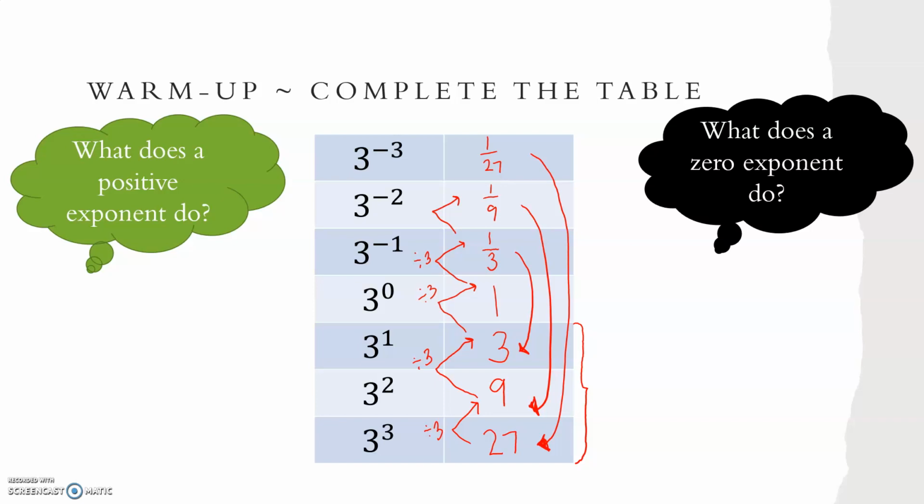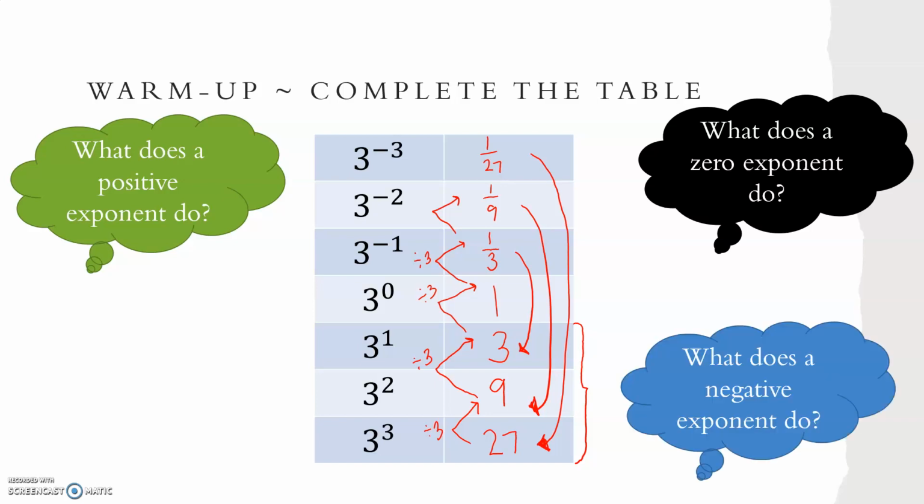So I wanted you to do this activity so that you could see what a positive exponent does. We already know that we just keep multiplying by that number over and over again. That a 0 exponent means that we're at 1, and that a negative exponent turns our answer into a fraction. So 3 to the negative 4th would be the same thing as 1 over 3 to the 4th.